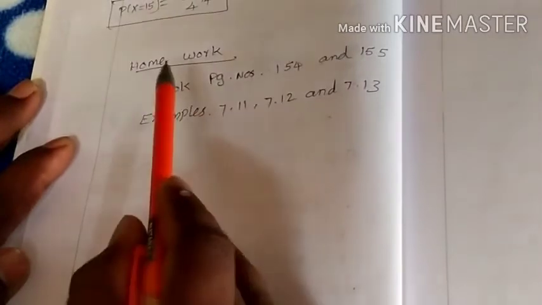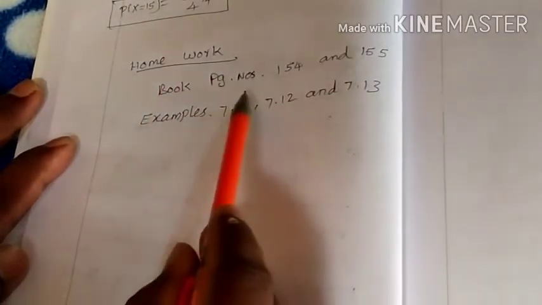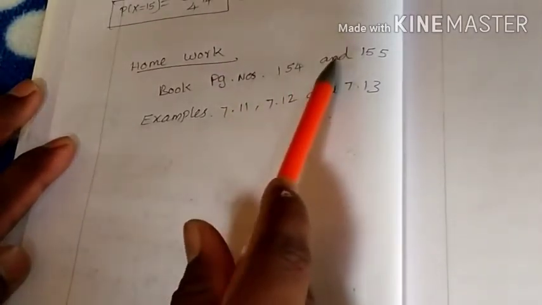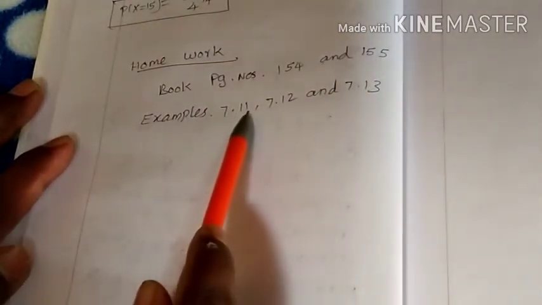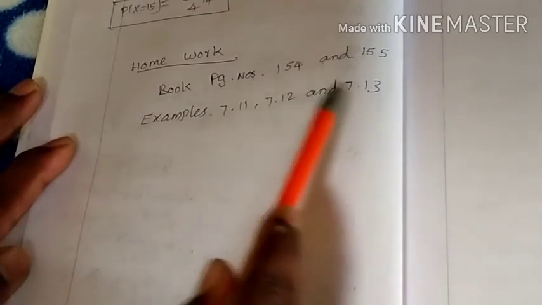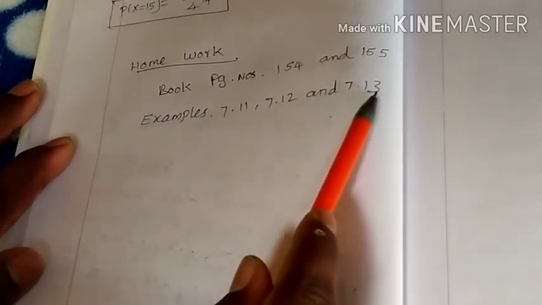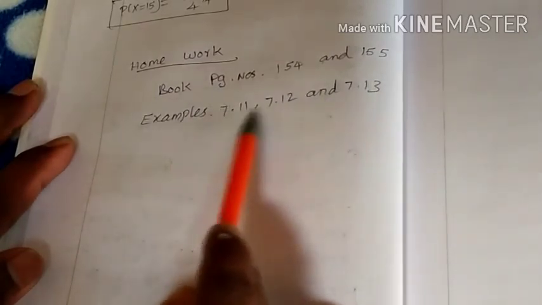Okay, dear students, today's homework: book page numbers 154 and 155, examples 7.11, 7.12 and 7.13. That's all. Using the binomial distribution, solve these 3 questions.